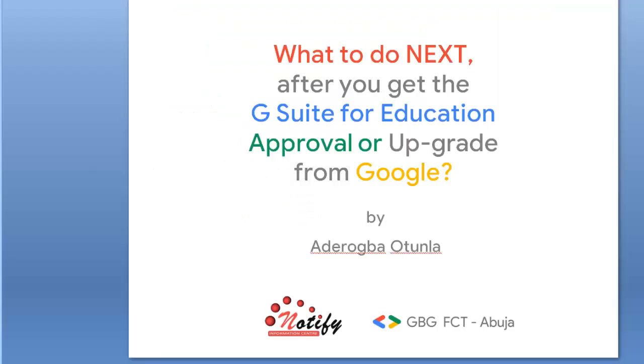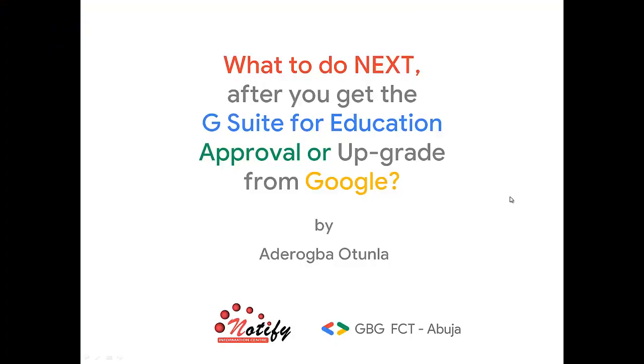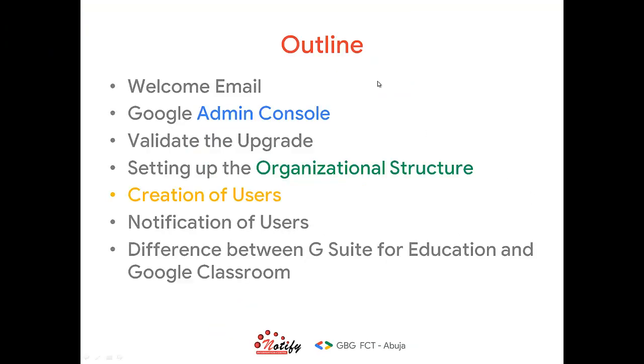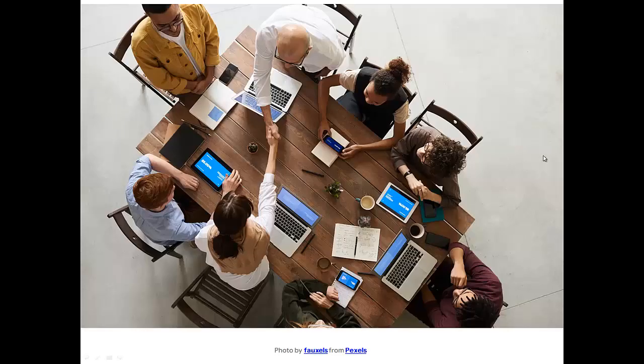So let me jump back to my presentation. So this is the outline. I just showed us the welcome email. We're going to go through the Google Admin Console and also how you will know if you upgraded or not, how you validate the upgrade, and setting up the organizational structure, then also creation of users, notification of users, and then just a small difference between GSUIT for education and Google Classroom. So starting.